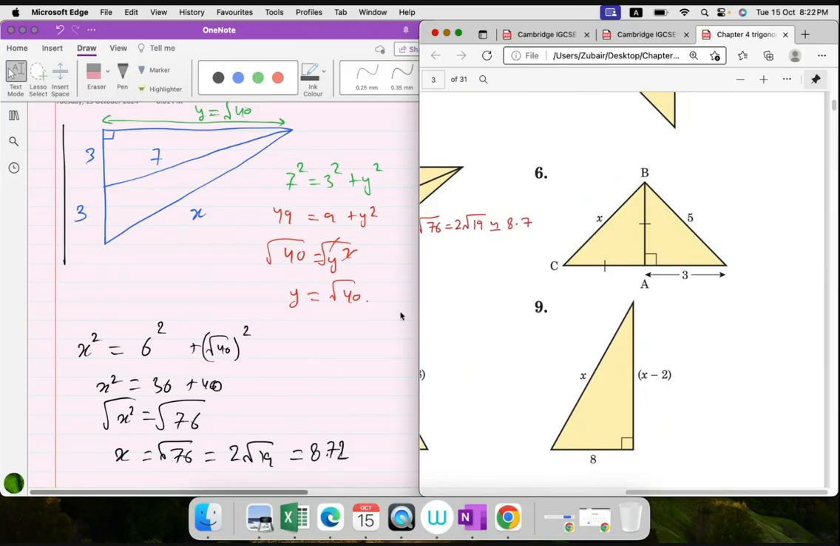Number 6. Now 5 and 3. 5 square is equal to 3 square plus ba squared. 25 minus 9 is equals to ba squared. Ba squared is equal to 16. Square root both sides. We're getting ba as 4. So this ba is 4. If that's 4, this is also 4 because it is given that they are isosceles.